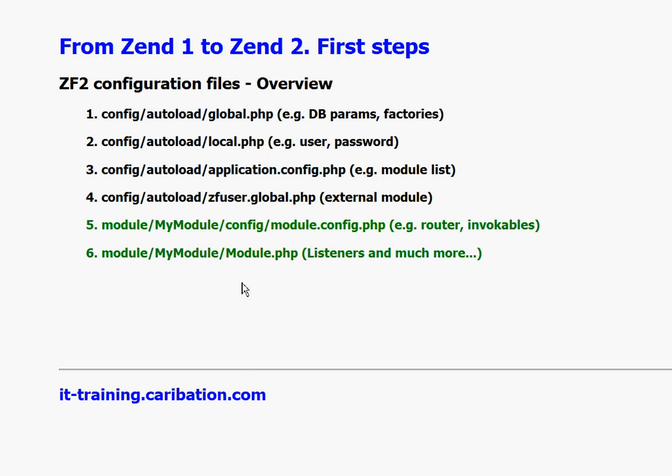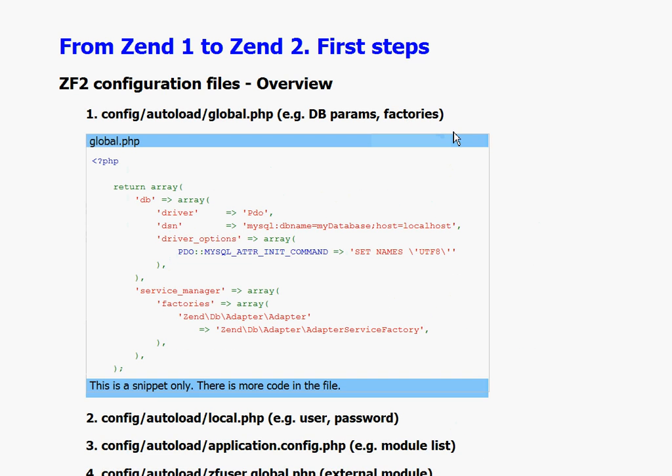The first 2, global and local PHP, have something to do with staging. The global PHP will have configuration variables which are good in all stages, in testing and in production alike. For example, in global PHP you tell the system what database you have. Do I have an Oracle or do I have MySQL? And also, and that's important and lots of work, factories for the service manager.